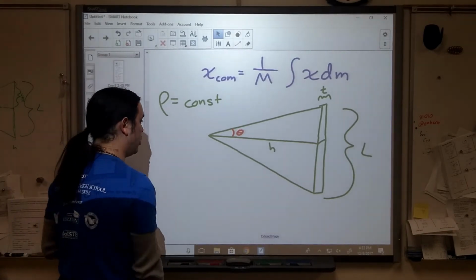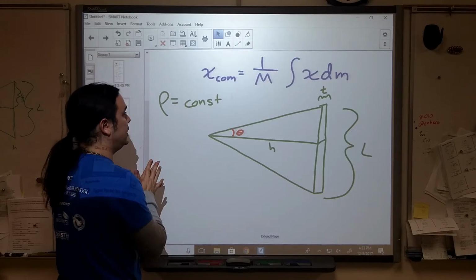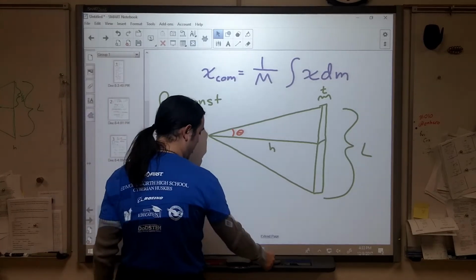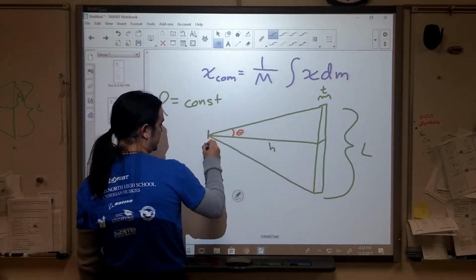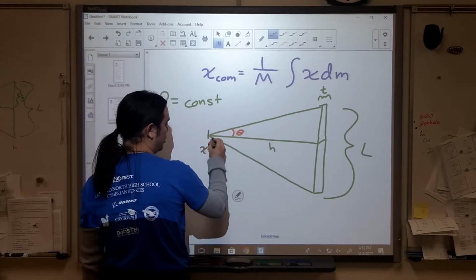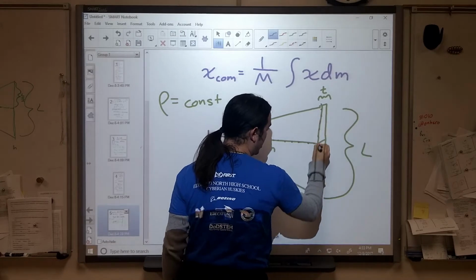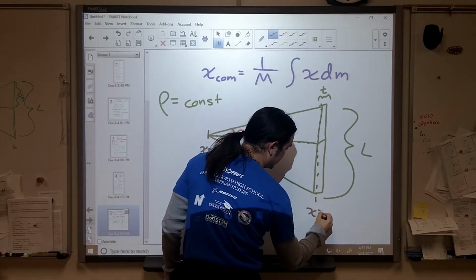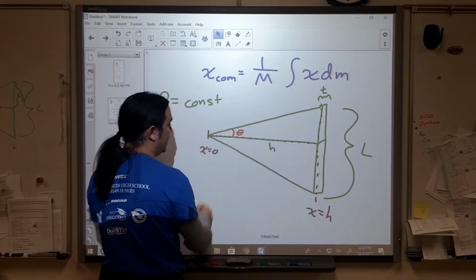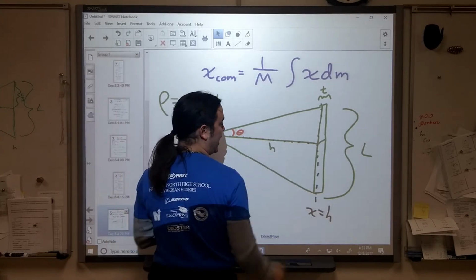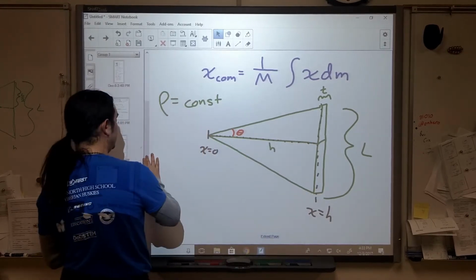All right, here's what we're going to need, though. We're going to go from x. We're going to say x starts here at x equals 0, and it goes all along here in a straight line until we get out here, where x equals h. So I'm going to integrate from x equals 0 to x equals h. And what I'm trying to do is this.